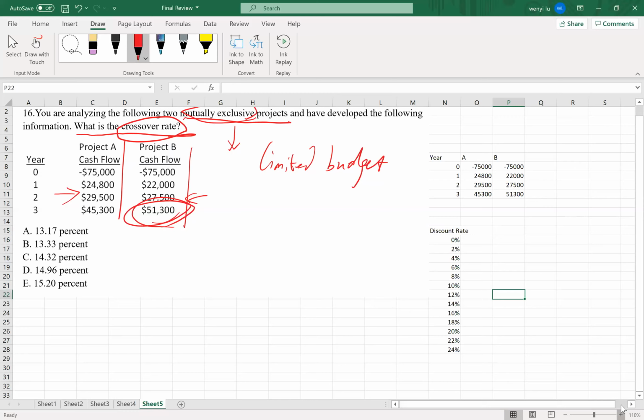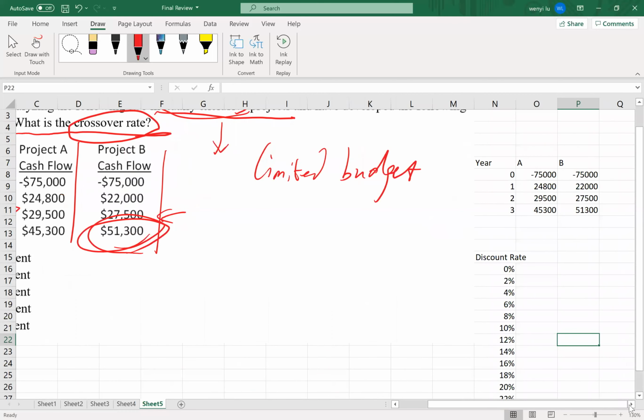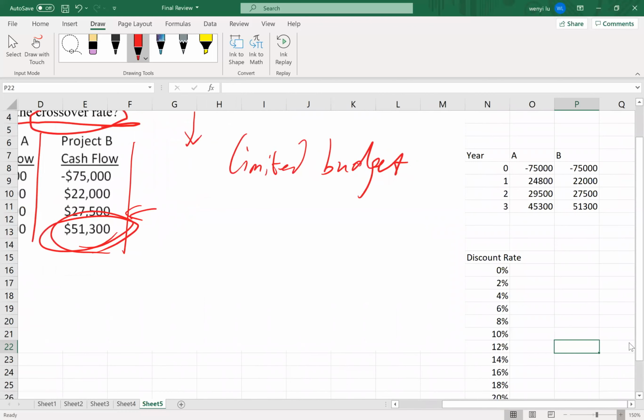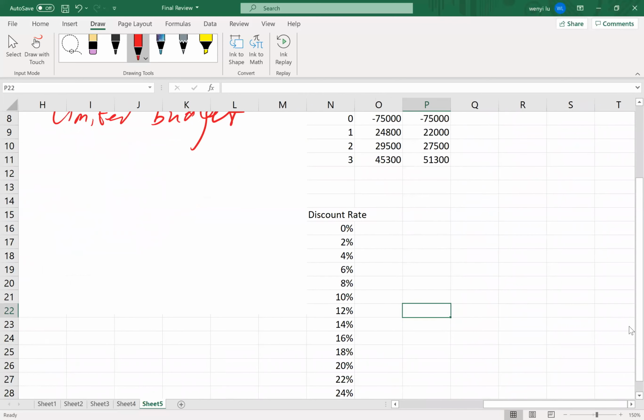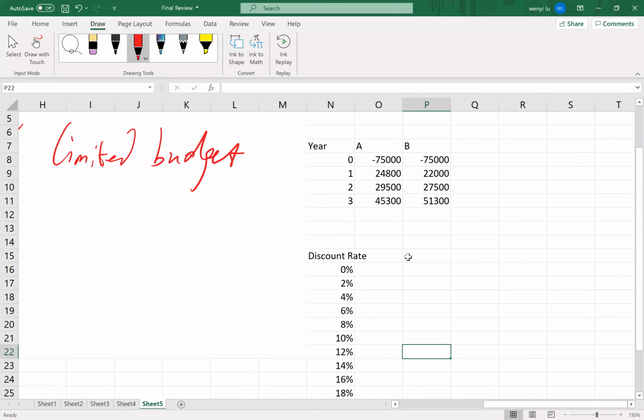So let me put this one bigger. Now let's say the NPV for these different discount rates for the A and B projects. This is NPV for A. This is NPV for B.